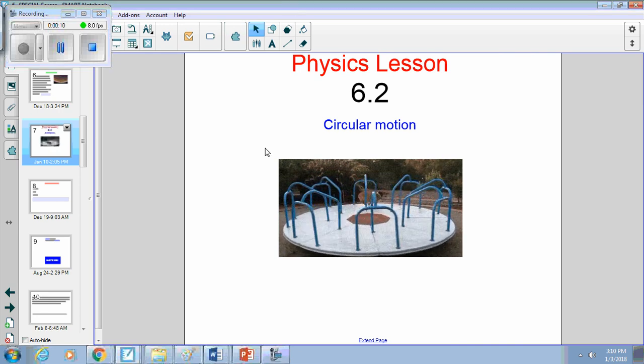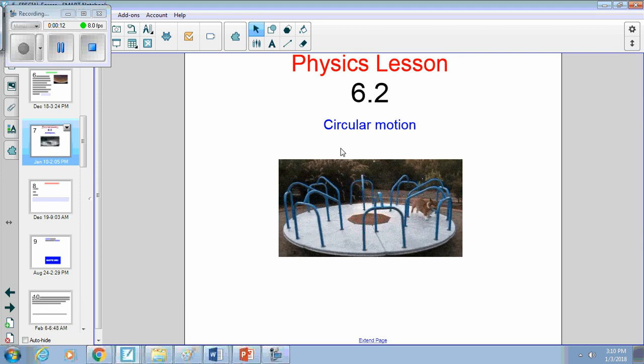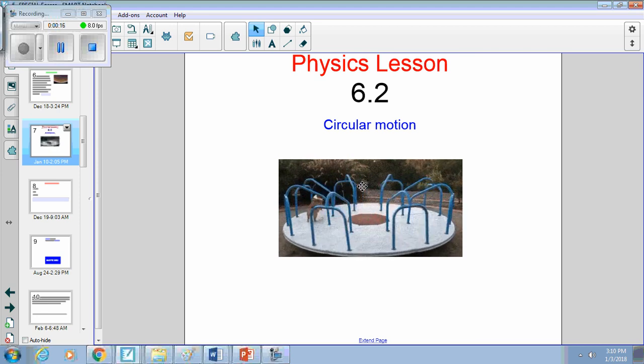Welcome to 6.2, Circular Motion. Hey, look, he's just going in circles.